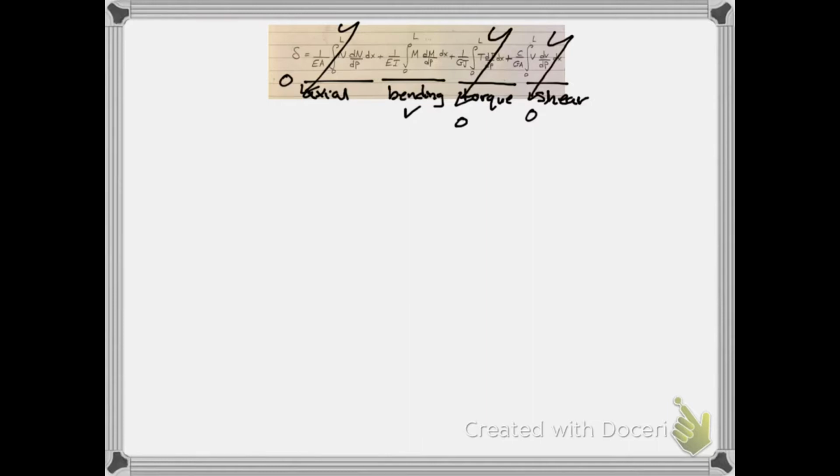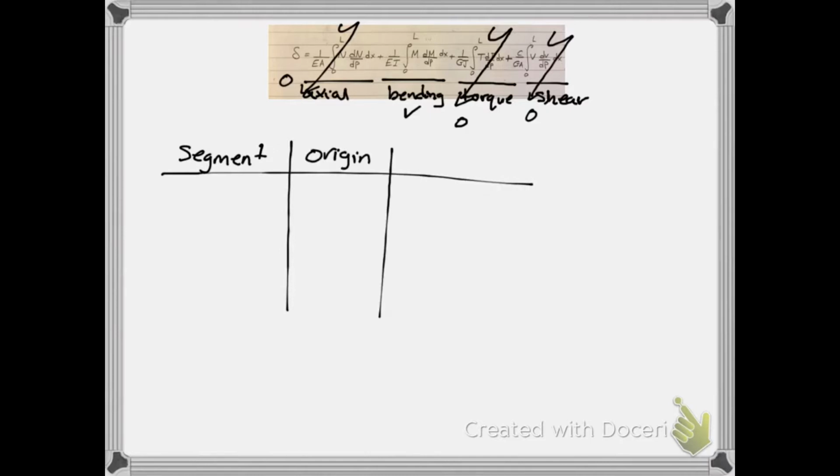So let's do a small table with the 2 different segments. So segment, origin, limits, moment, and dM over dP, the partial derivative of the moment with respect to the load P.